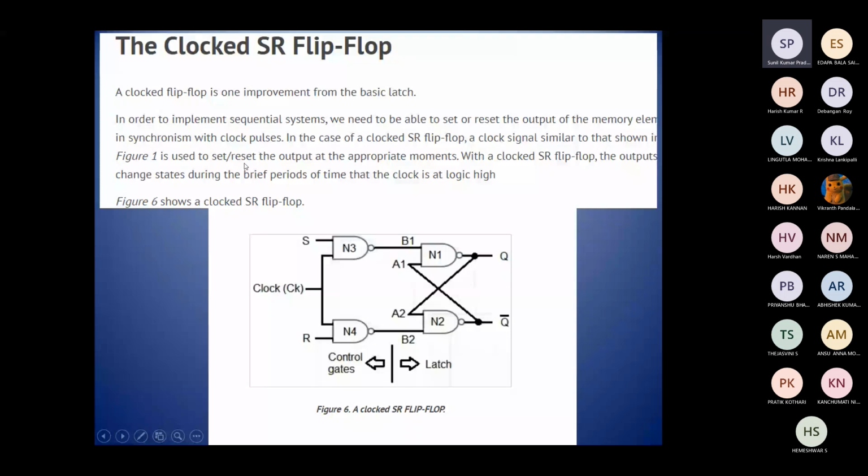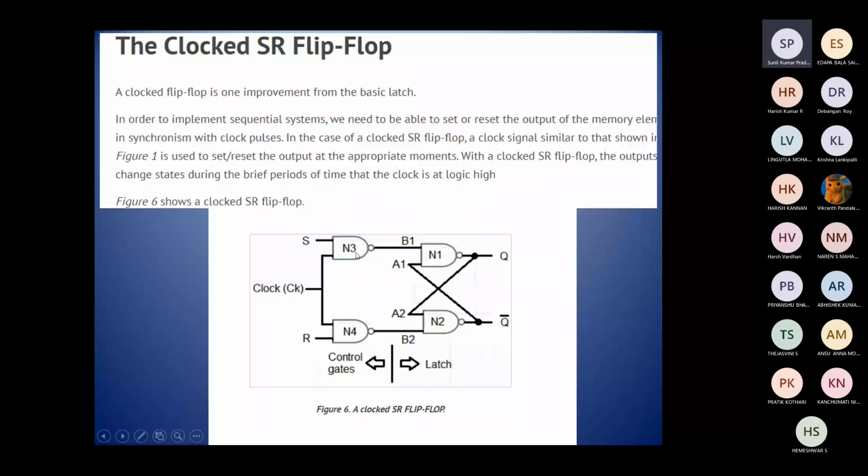Now with the clocked SR flip-flop, the output changes state during the brief period of time that the clock is logic high. If you can see here, there are four NAND gates, N1, N2, N3, N4. These two inputs are what we already used, S and R, the set and reset inputs, and another input is added here, the train of clock pulses, to the input of both the NAND gates, that is N3 and N4.